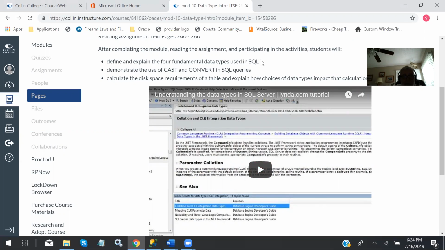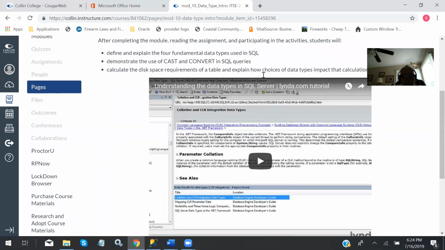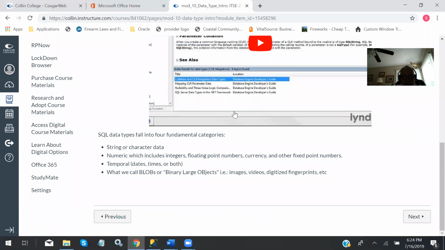Define and explain the 4 fundamental data types used in SQL and generally in programming. Casting and converting, changing data types, and calculating disk space requirements, and how much disk space these data types require.